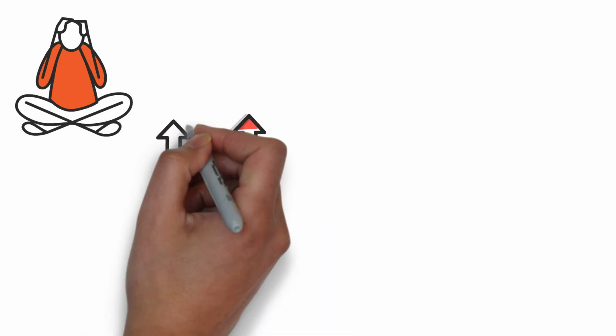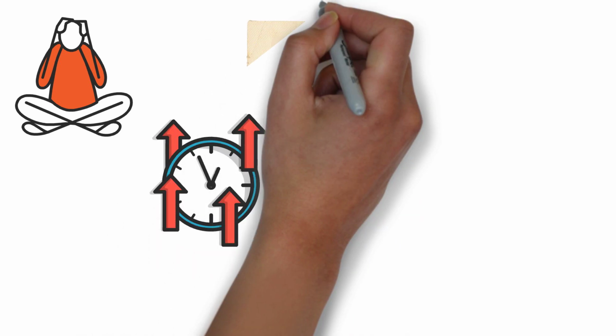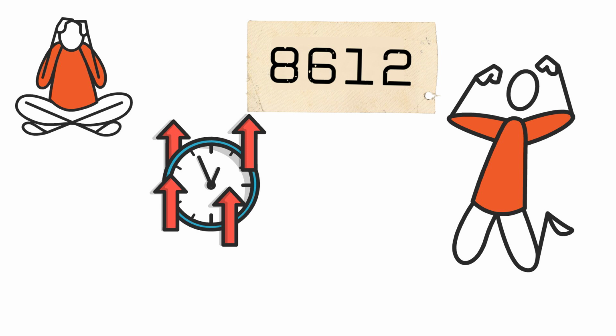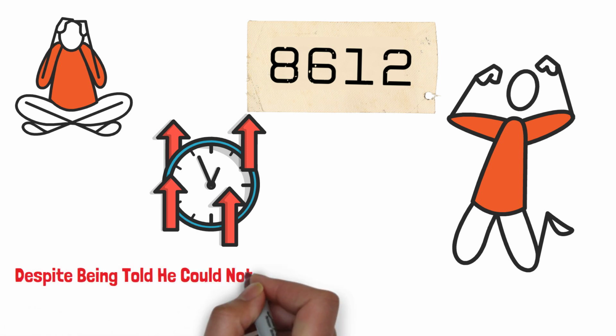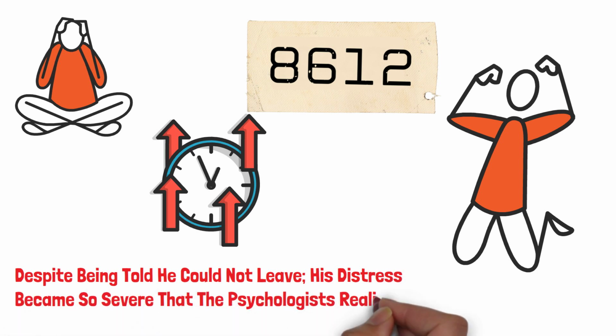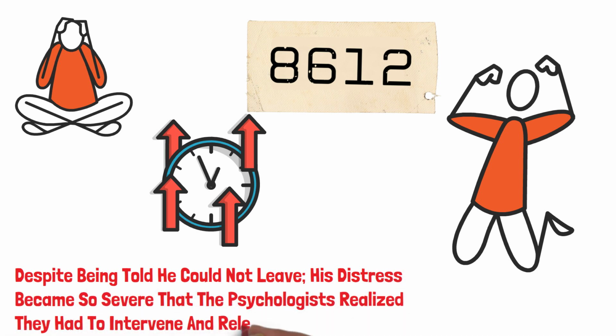Just 36 hours into the experiment, prisoner 8,612 exhibited acute emotional disturbance and disorganized thinking, resulting in uncontrollable bouts of crying and rage. Despite being told he could not leave, his distress became so severe that the psychologists realized they had to intervene and release him from the experiment.